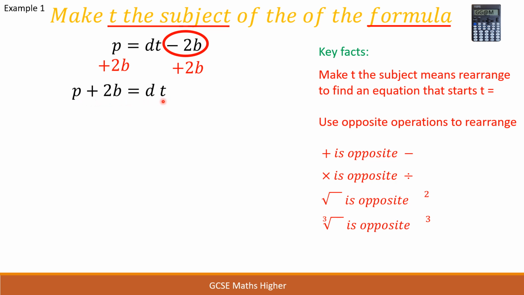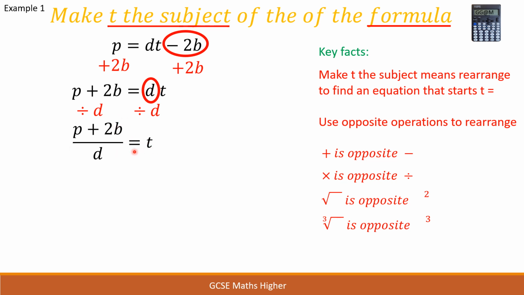So I've now got two things multiplied together. Same as I had in the last example, I had 4y. To get rid of a times by 4, I had to divide by 4. So this time here, the opposite of times by d is divide. So I'm going to divide both sides by d. Again, like the last example, I wrote it as a fraction. So I wrote p plus 2b over d. That means p plus 2b divided by d. That's how we write it, and we have now got a formula.